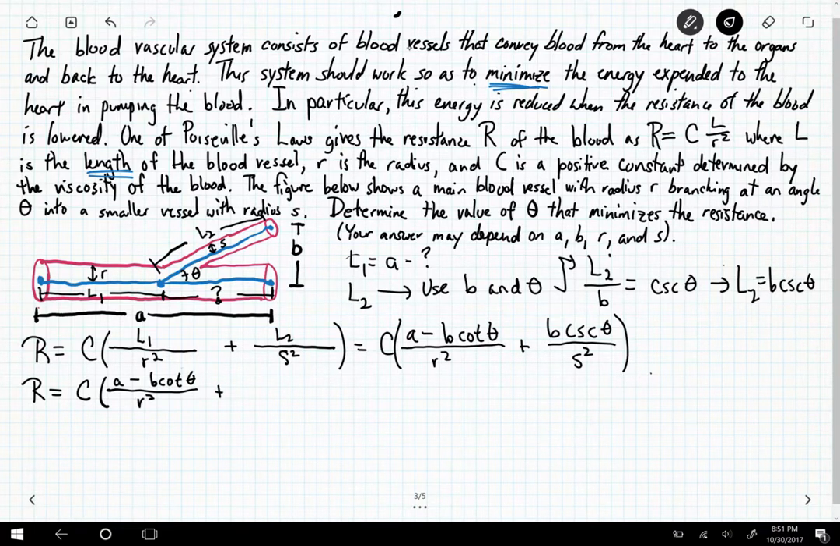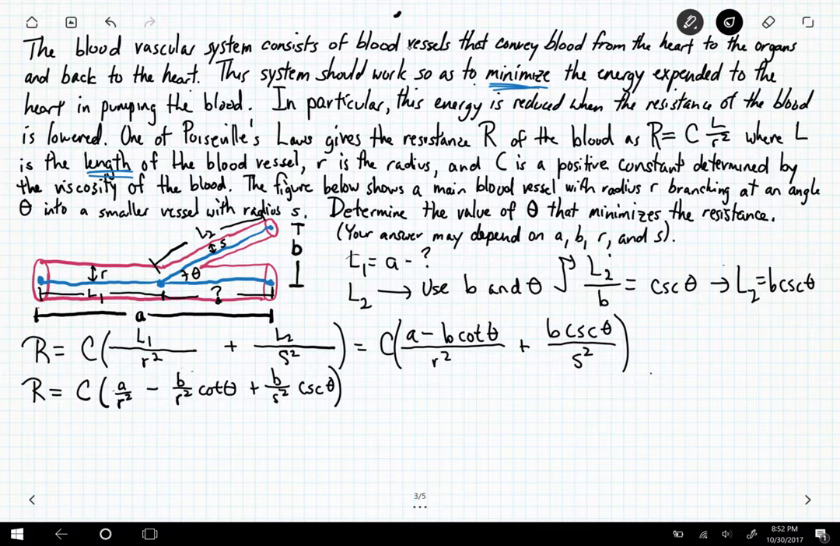plus, well, actually let me write this slightly differently. For the derivative's sake, we'll make our lives a little bit easier here. Let's break it into A over R squared, and keep in mind A and R are just constants, minus B over R squared times cotangent theta. That'll probably be a little bit nicer for us in a second. Plus B over S squared times cosecant theta. Now where the heck do we go from here? Well, if we've done things right, we should be able to take a derivative now in terms of theta.